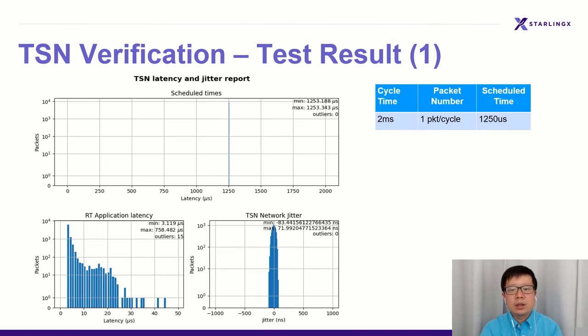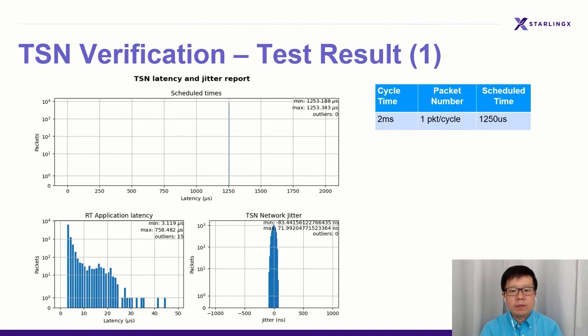Let me explain a little more about the value 1253 we got. Roughly speaking, it is composed of two parts. 1250 microseconds comes from the scheduled time we set, and a little more than 3 microseconds is spent on the link, from the StarlingX NIC via the TSN switch to the NIC of the Ubuntu node.